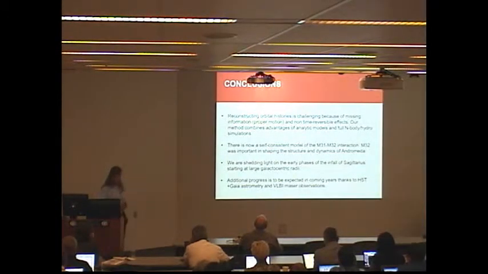So these are the take-home messages from this talk. Missing information and other challenges call for more sophisticated models of interactions in the Local Group. We built such a model for M32, and as it turns out, M32 was probably very important in shaping the morphology and kinematics of Andromeda. We're currently carrying out a similar analysis for Sagittarius with results on the way, and we expect a lot further progress in the near future with more proper motion measurements coming out from HST, Gaia, and very long baseline interferometry as well. Thank you.